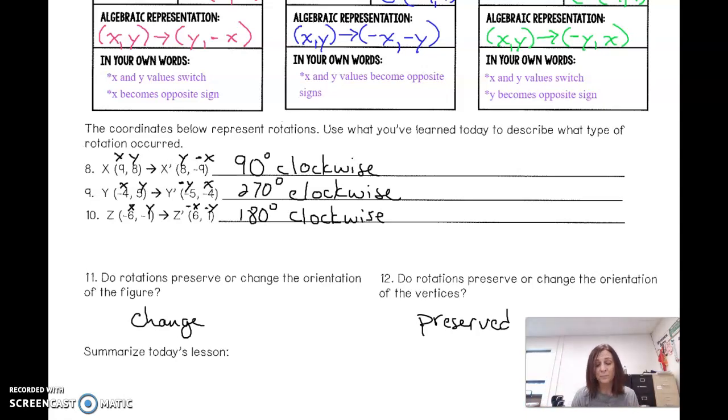Again, as always, rotations are distance preserving, segment length preserving, and they're also angle measure preserving. The figure is not getting any bigger or any smaller.